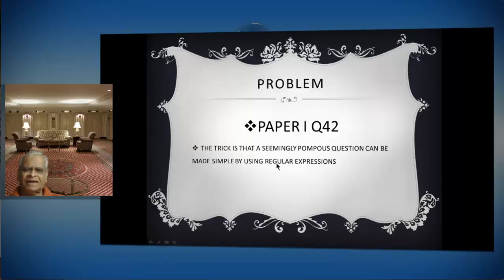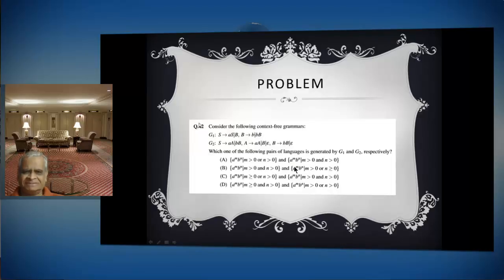We use regular expressions, and the trick is this pompous question can be made simple by the use of regular expressions. Here's the problem, question 42. There are two context-free grammars, G1 and G2. We are supposed to find out which one of the pairs of languages given here is generated by G1 and G2. We are told G1 and G2 are context-free grammars.